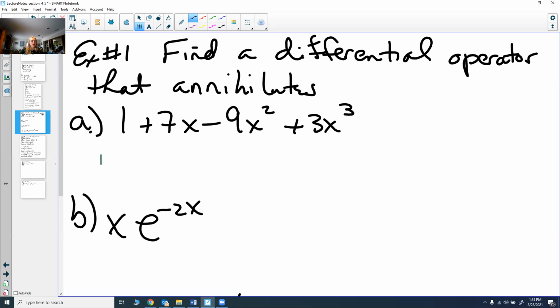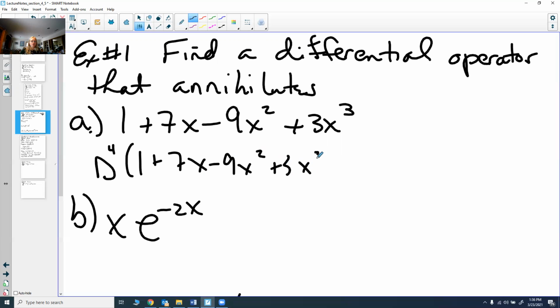So any polynomial is annihilated by just a derivative, and you just have to figure out how many derivatives you need to do. So this is x to the third. It's the highest order of this polynomial. So that means we need to take the fourth derivative. So the fourth derivative of 1 plus 7x minus 9x squared plus 3x cubed will be 0.